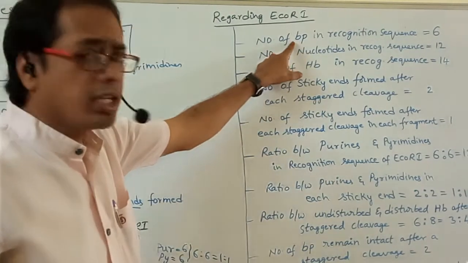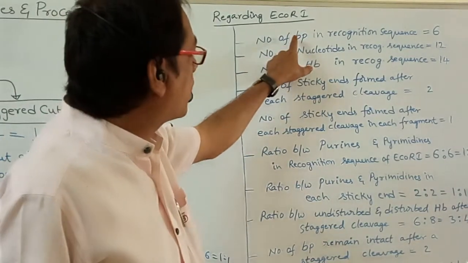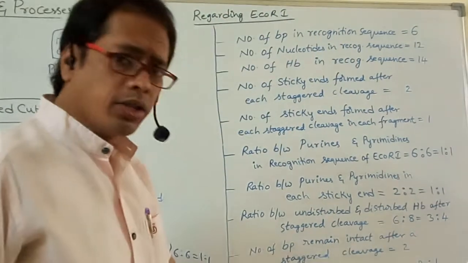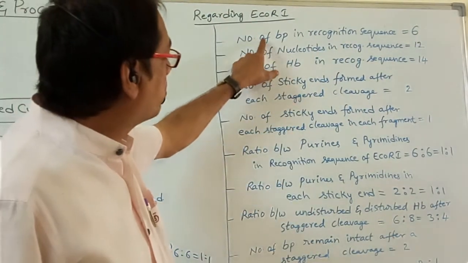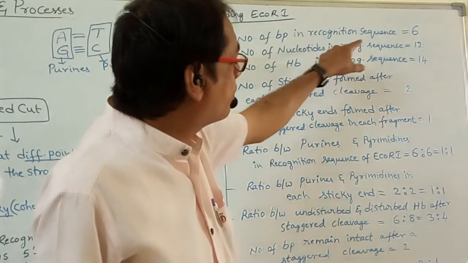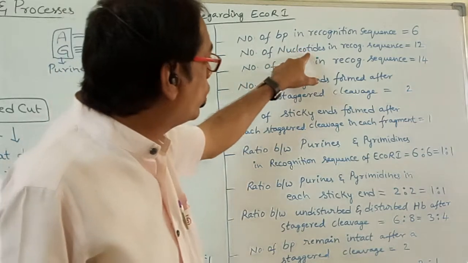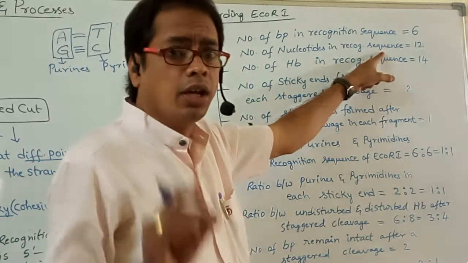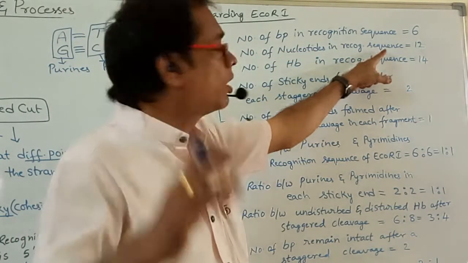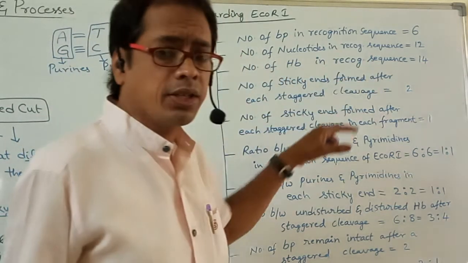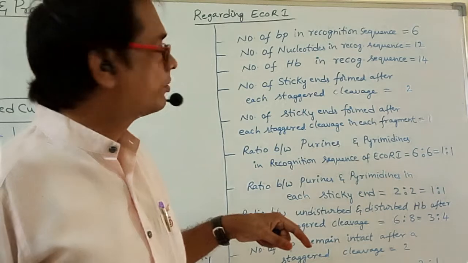Number of base pairs in the recognition sequence of EcoRI. All these points are related to EcoRI. Number of base pairs in the recognition sequence means 6. Number of nucleotides in the recognition sequence is 12, 6 into 2, 12. Number of hydrogen bonds in the recognition sequence means 14.